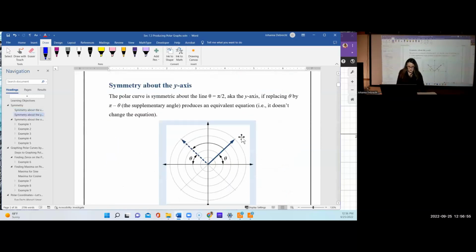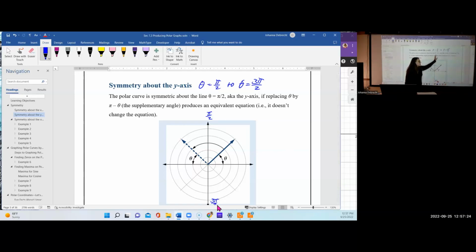What about the second type of symmetry, which is symmetry about the y-axis? Now, the y-axis, of course, is going to be that theta equals pi over 2 to theta equals 3 pi over 2 line. All right, so this is the pi over 2 line here, and this is the 3 pi over 2 line down there. And so we're talking basically about the y-axis again.